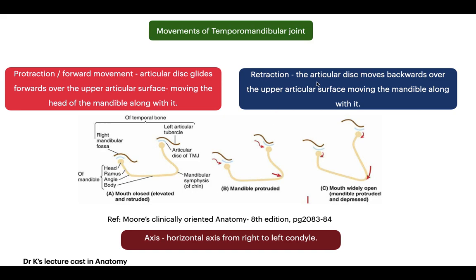What happens in retraction is the articular disc moves backwards over the upper articular surface, moving the mandible along with it. Protrusion moves forwards along with the head of the mandible. Retraction or retrusion of the chin, just the opposite action happens. What is the axis? The axis occurs along the horizontal axis from the right condyle to the left condyle, and perpendicular to the horizontal axis, the movement occurs.